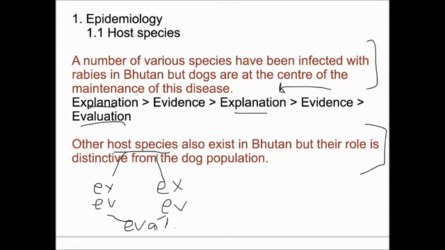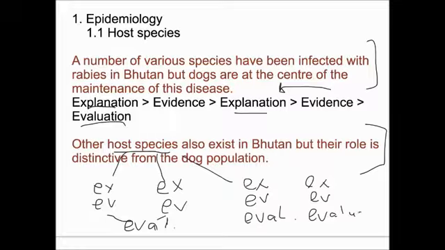Now, you might end up with evaluation after all of them. Or it might be that this paragraph has explanation, evidence, evaluation about one host species, and then it goes on to the next explanation, evidence and evaluation. So as I'm trying to show you here, there is more than one way to structure it, but it always is logical. And that's what's going to strengthen your writing.